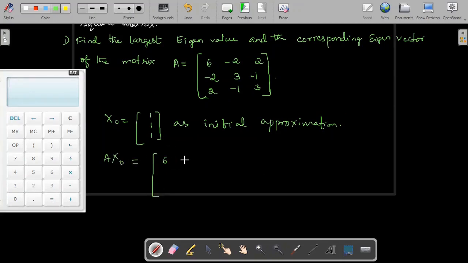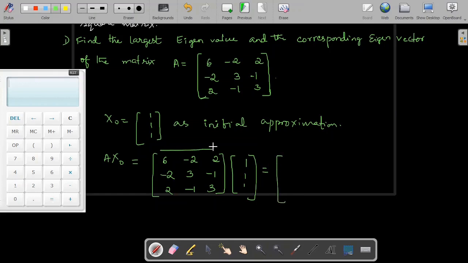So that gives you the matrix 6, minus 2, 2; minus 2, 3, minus 1; 2, minus 1, 3 into the column vector 1, 1, 1. Take the first row and this first column: 6 minus 2 plus 2, that is 6. Then minus 2 plus 3 minus 1 is 0. Then 2 minus 1 is 1, plus 3, it is 4.